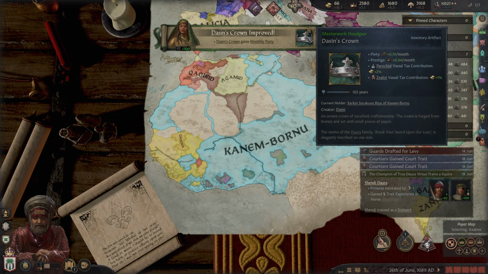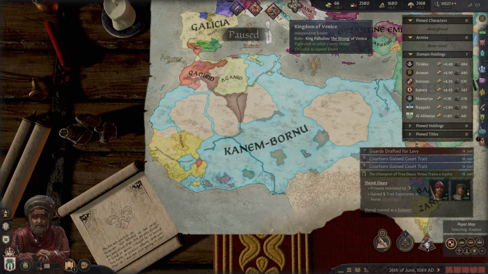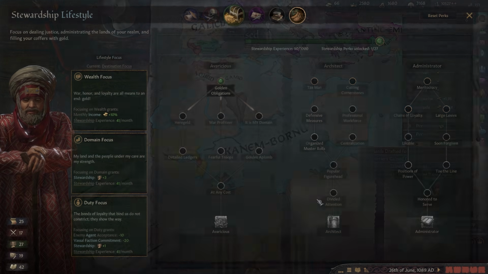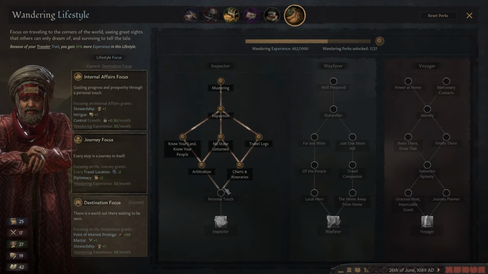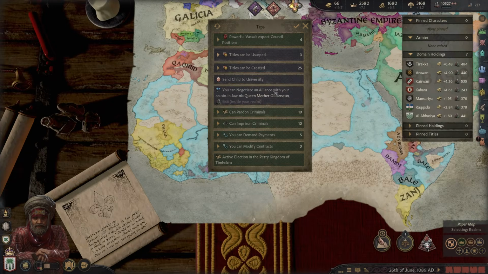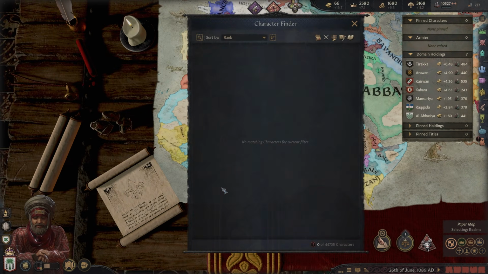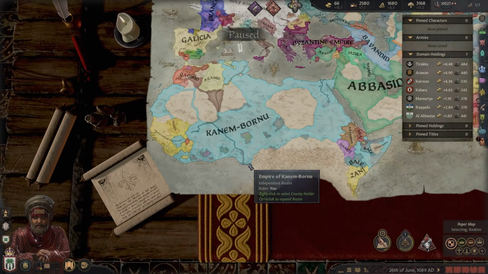Nice. Hey, my crown now gives me monthly piety. That's cool. Stewardship perk available. Ooh. I picked golden obligations, I guess. That's fine. Oh, and a wandering perk? No, just a stewardship perk. It just hadn't disappeared quickly enough. Okay, yeah. And now I have no vassal in my realm who isn't my religion, which is definitely good.